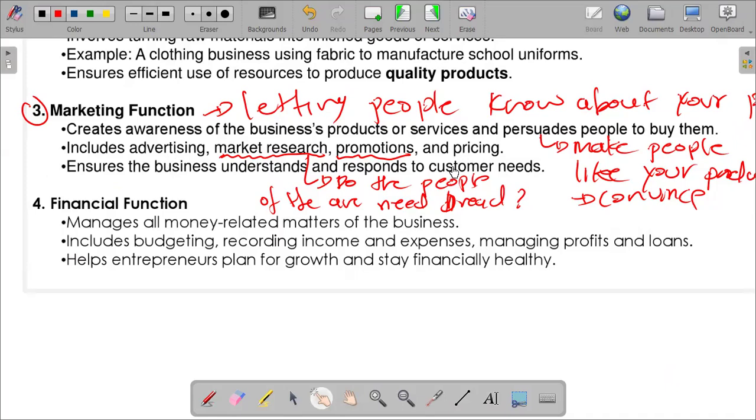And then lastly, it's pricing. Now telling people how much your cakes are so that you can again do what? Persuade, convince the people to buy your product, right?